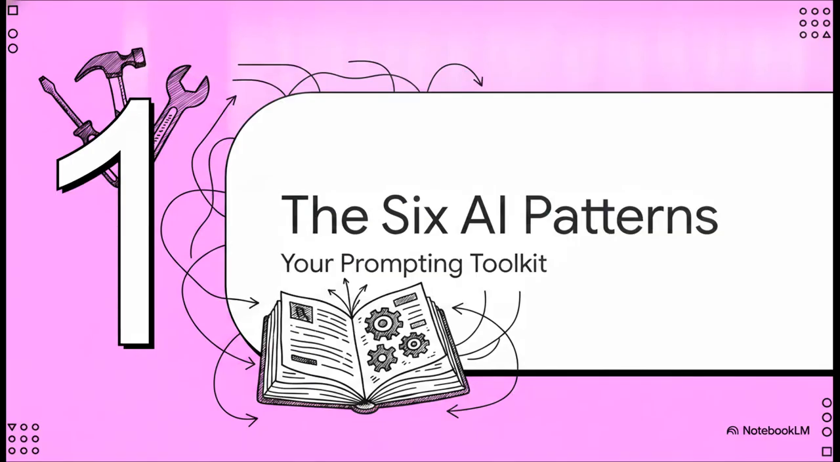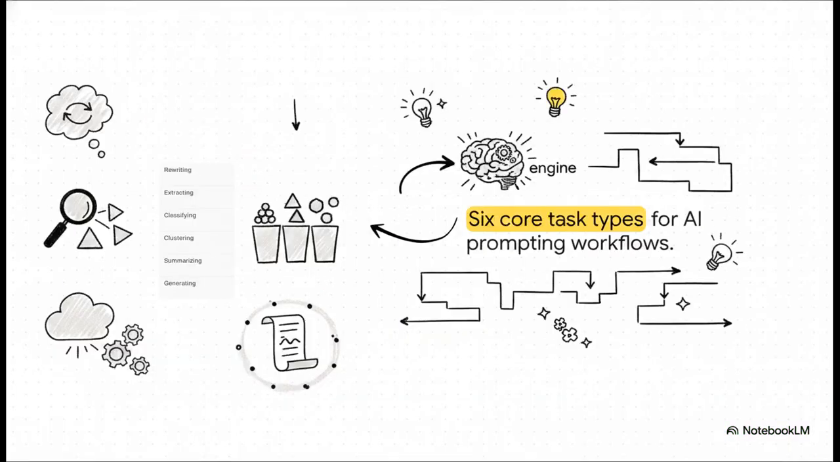All right, let's jump right into section 1, the 6 AI patterns, which is essentially your brand new prompting toolkit. There are 6 core task types that make up almost all AI workflows: rewriting, extracting, classifying, clustering, summarizing, and generating. What's so incredibly empowering about this specific list is that these 6 operations are the hidden engine running behind most practical, real-world AI use cases. You really don't need to memorize 1,000 different prompt tags. You literally just need to recognize these patterns. Once you do, writing highly effective prompts and combining them into smarter workflows just becomes second nature.